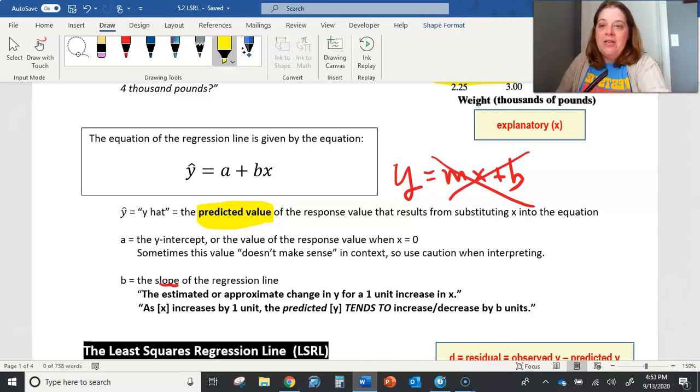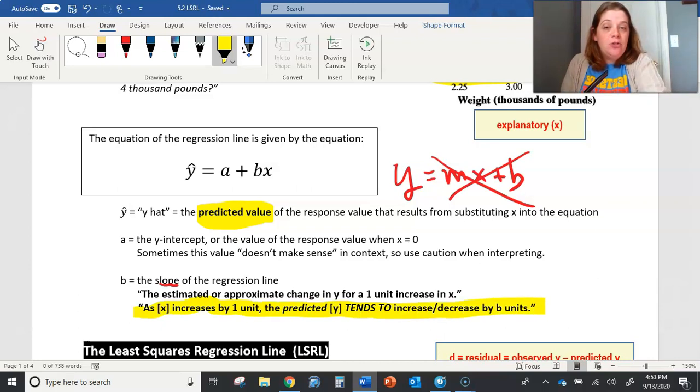All right, so again, a is our y-intercept. This is the value of the response variable when x equals 0, and sometimes this is not going to make sense in context. So you'll just have to always think about that. If I'm trying to interpret what this means, does it actually make any sense? And then the slope of the line is the rate of change.